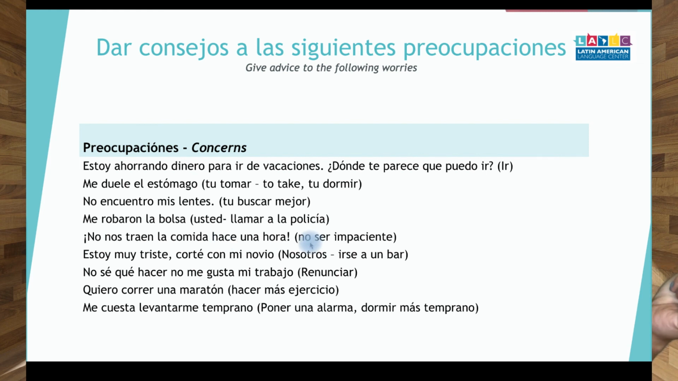So you see how important it is that you first do the direct object and indirect object by yourself, and then when you do this exercise with someone, you have to do it at the moment. You just have to come up with the answer or the advice right then. For example, if I have this problem, me duele mi estómago. My stomach hurts. You can say, toma medicina, or vete a dormir, ve a descansar, or something. Okay?